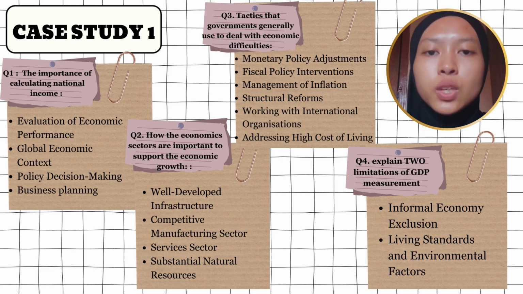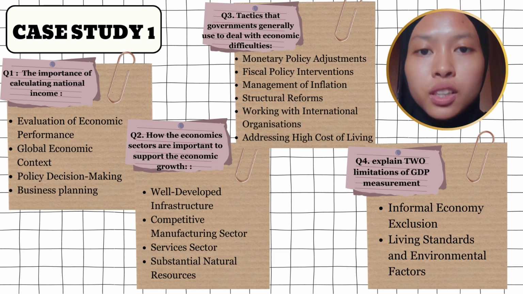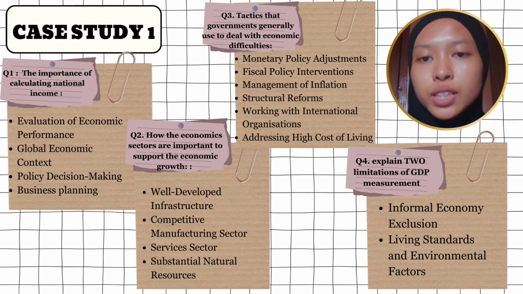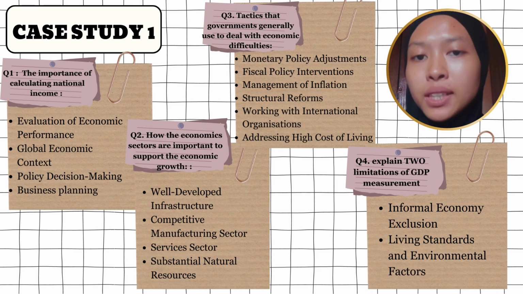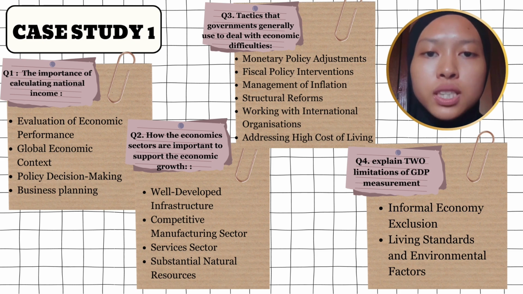Okay, we move to question number 3, tactics that governments generally use to deal with economic difficulties. So the answer for this question is monetary policy adjustment. The line alludes to the BNM statement from the November Monetary Policy Committee MPC meeting suggesting that monetary policy may play a part. The second one, fiscal policy interventions.